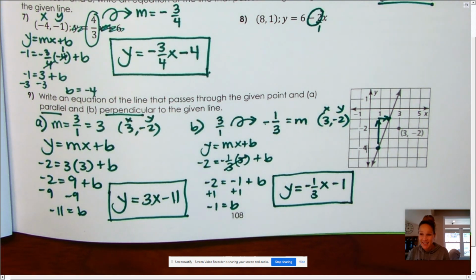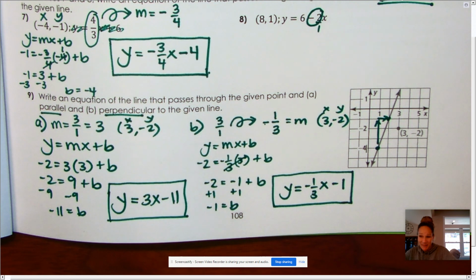And that is it. Sorry, that was so long, you guys. Good job for hanging in there. And that is your notes for section 6.2.